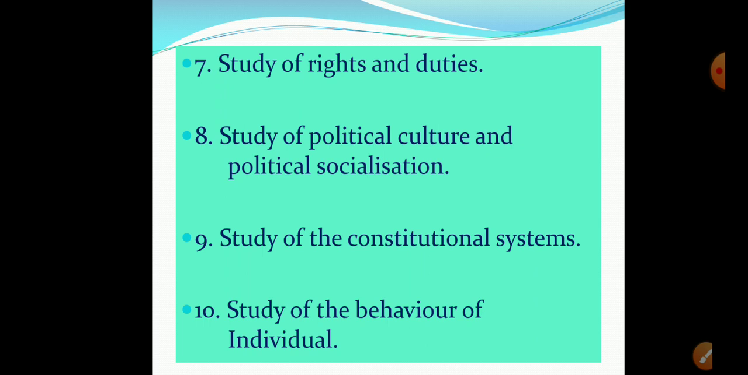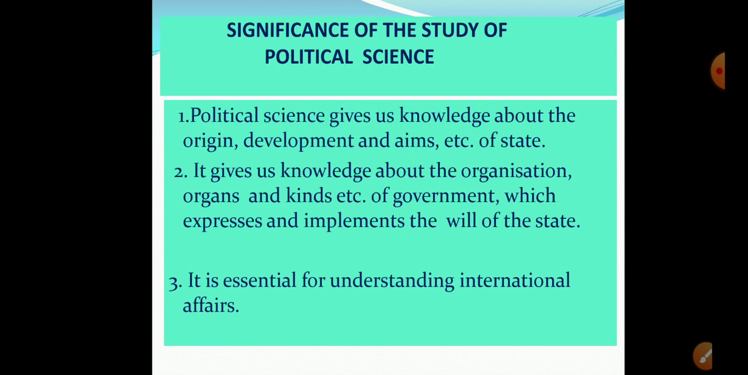Study of behavior of the individual. Individual behavior is also an important part of the scope of political science, because it is the individual who actually influences the system in different ways. People of a country have different thinking and accordingly have different needs and requirements, so they try to influence the system for their own benefit. So it comes in the purview of the scope of political science.